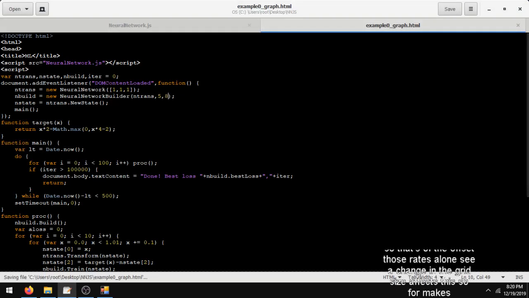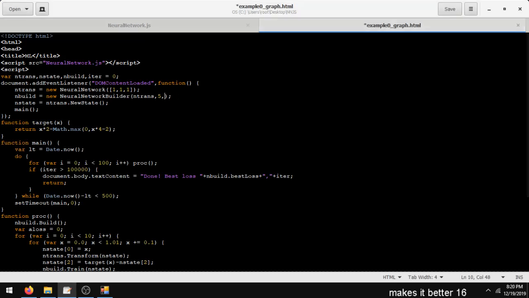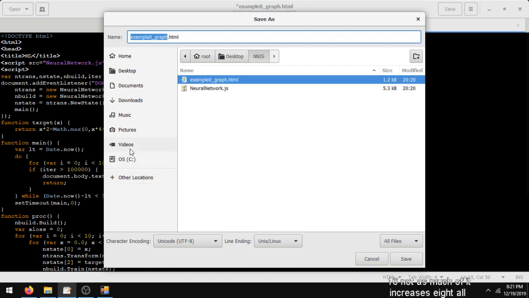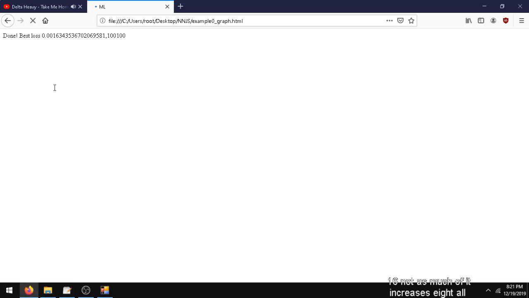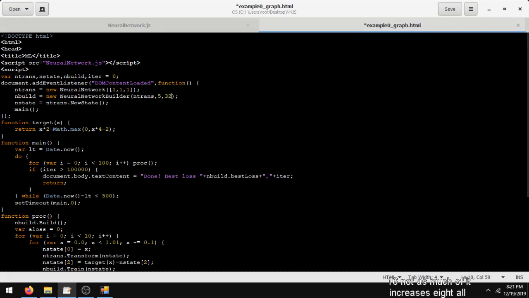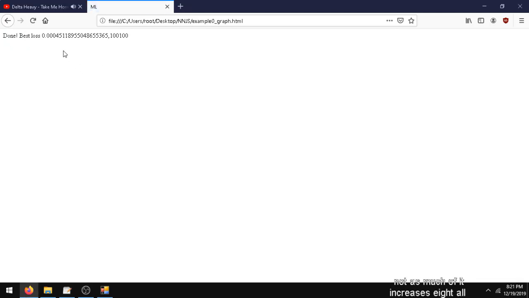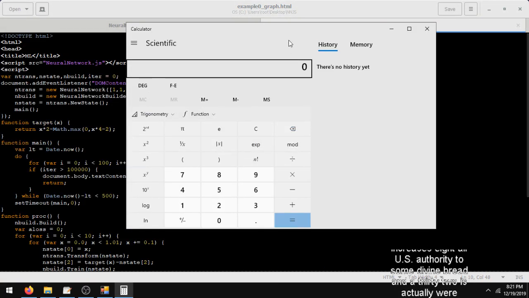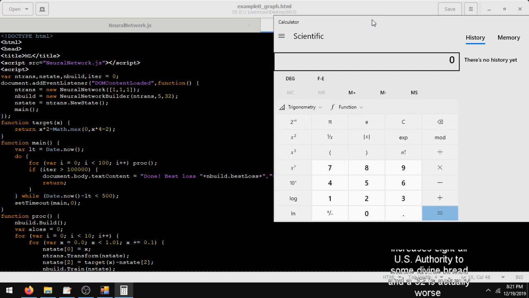So 4 makes it better. 8 makes it better. 16. Not as much of an increase as 8. Yeah, so 32, subdividing the grid into 32 is actually worse. That's so interesting.